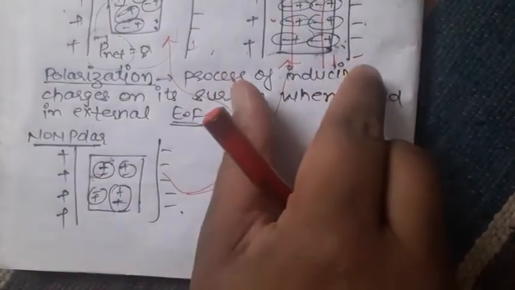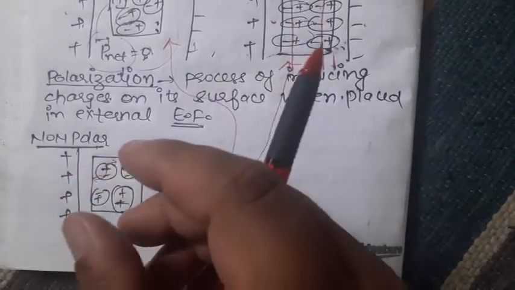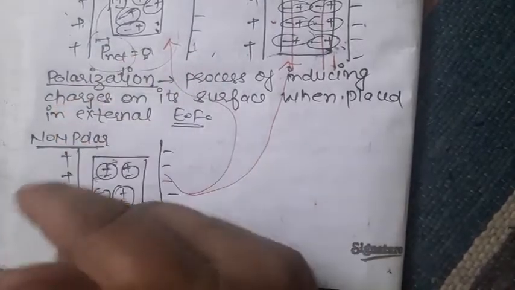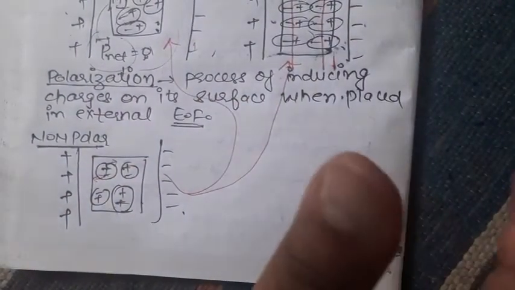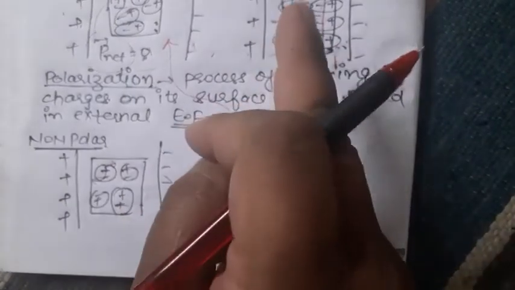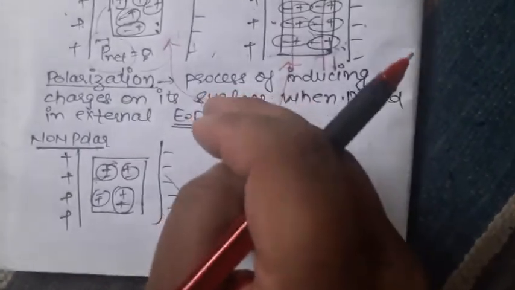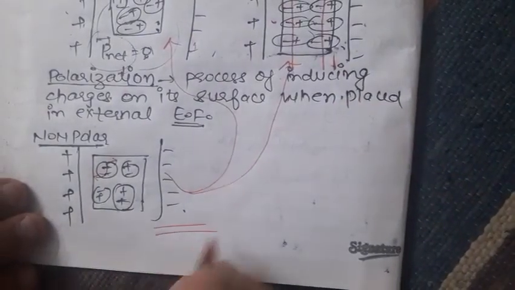because in that case it already behaves as a dipole and a torque p sin theta will act in the direction of the electric field. But in this case, first I will apply the electric field to make non-polar into polar. And once non-polar becomes polar, the rest will be the same. So more electric field is required in this case as compared to that case. And this phenomenon of inducing the charges is called polarization. Thank you.